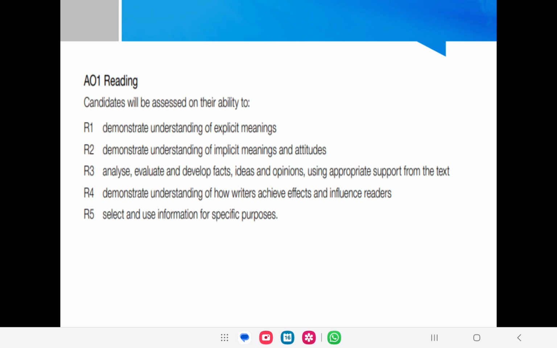Now, what are the assessment objectives? AO means assessment objectives. So AO1 means assessment objectives of paper 1, that is reading paper. That is also called component 1, that is reading component of your paper. There are 2 components in your paper. One is reading and second is writing. So what are assessment objectives AO of paper 1?